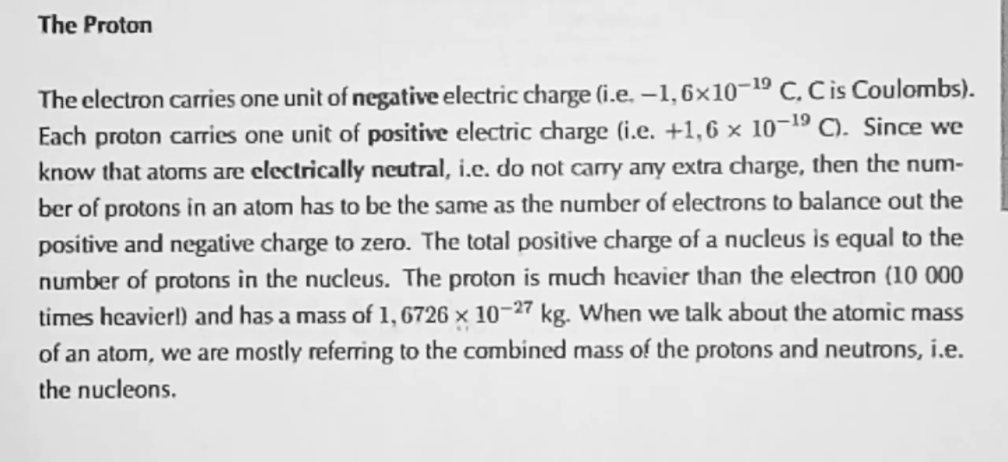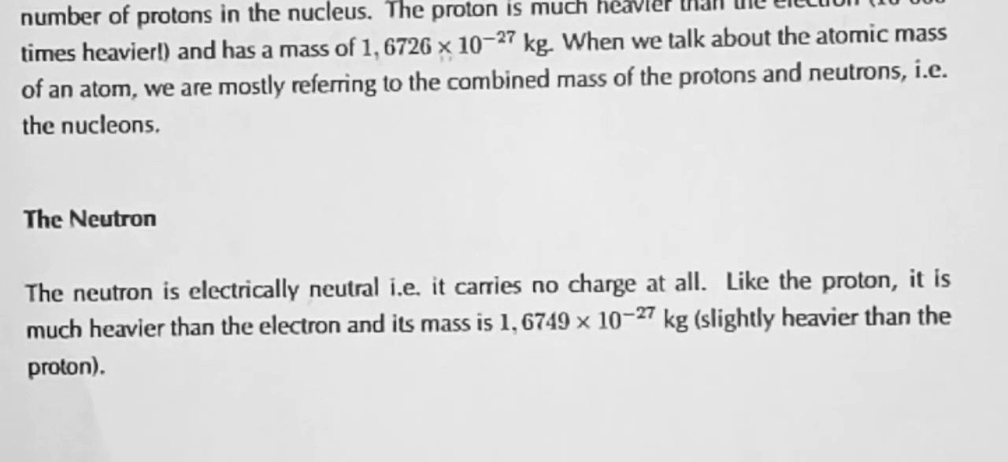When we talk about the atomic mass of an atom, we are mostly referring to the combined mass of the protons and the neutrons. We use the combined mass of the protons and the neutrons, which are called the nucleons.